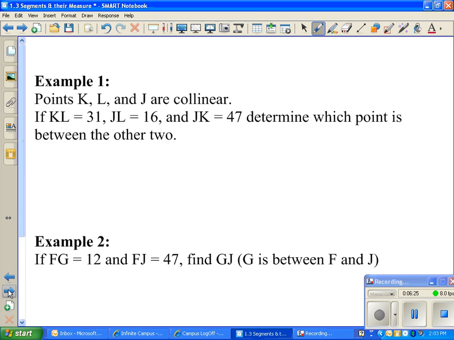I'm not sure if you're with me. All right, here's an example. Points K, L, and J are collinear. What's collinear mean? Same line, thank you. So I have points on the same line.